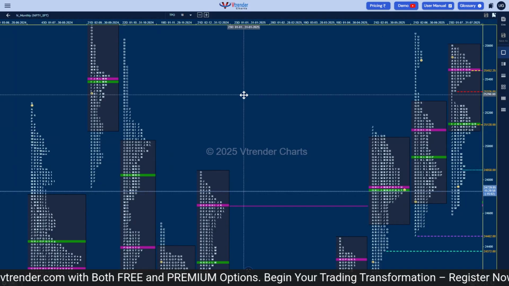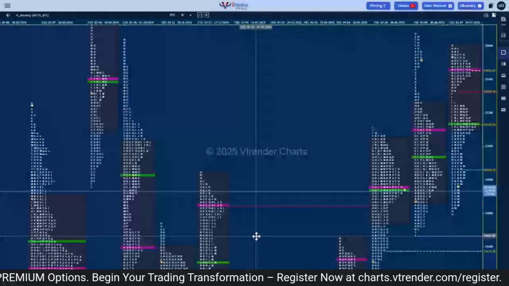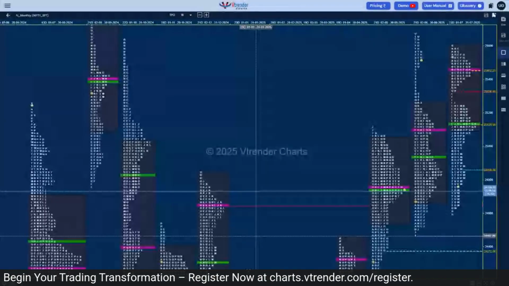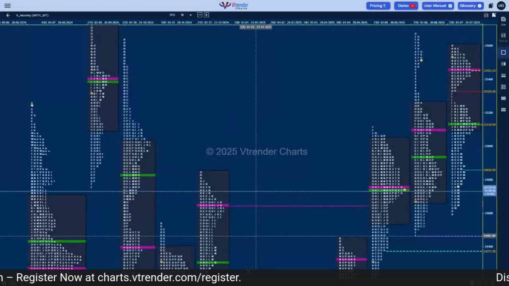So on screen right now is the monthly Nifty spot chart. We have always maintained the top to bottom approach. So we do the monthly, then the weekly, then the daily, and then we cut it down to how the volumes are coming in using the order flow.